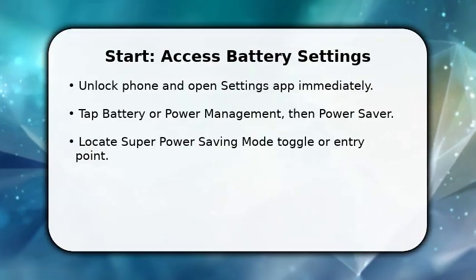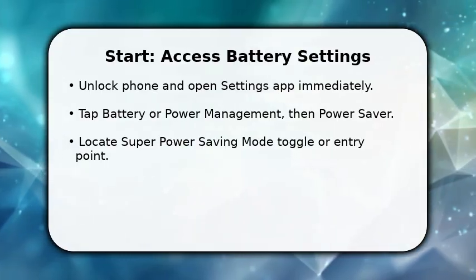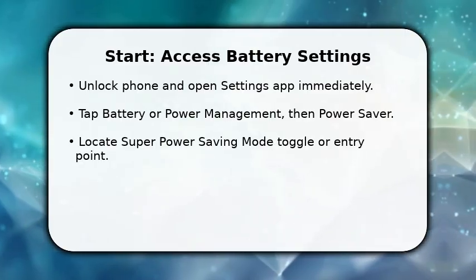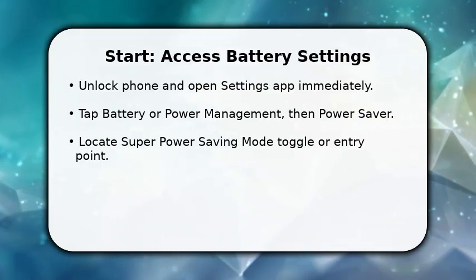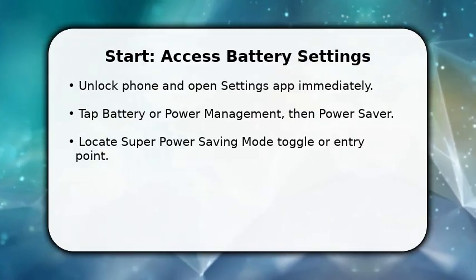You're starting right in. Unlock your Oppo and open settings, then go to battery or power management. Why start here? Because toggles live in this menu, and changing them restores background services. Once there, tap Power Saver and look for Super Power Saving mode listed as a toggle or submenu.